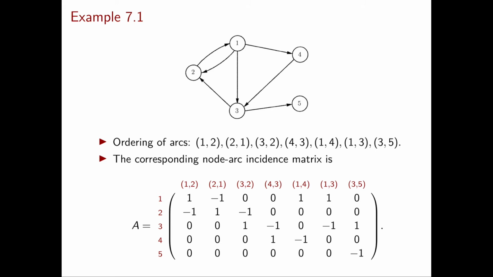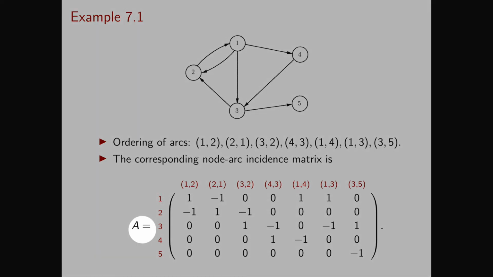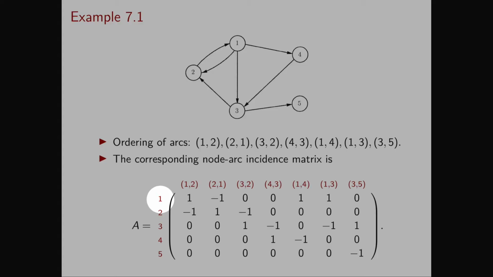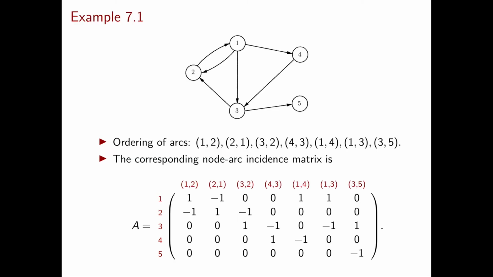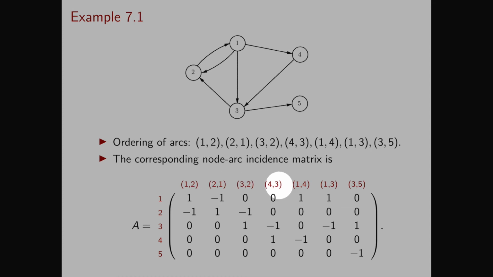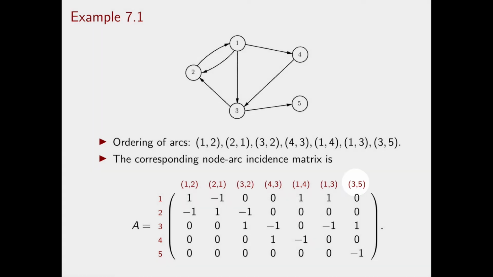Now with this ordering, we obtain this node arc incidence matrix. As you can see, in red I've indexed the rows and the columns. The rows are indexed with the nodes. Our nodes are 1, 2, 3, 4, 5, and accordingly I have 1, 2, 3, 4, 5. The columns instead are indexed using the arcs, and I'm gonna follow exactly the ordering that I've just fixed. So I have (1,2), (2,1), (3,2), (4,3), (1,4), (1,3), and (3,5).